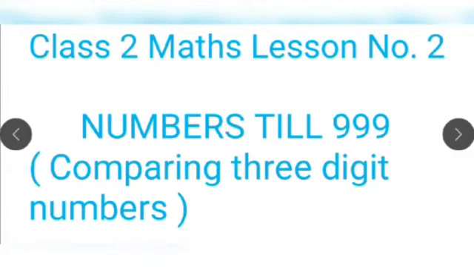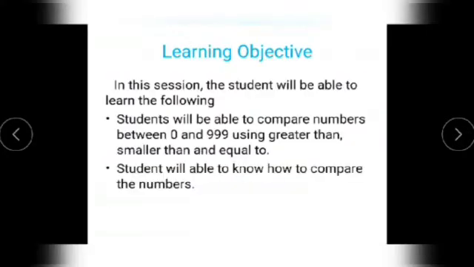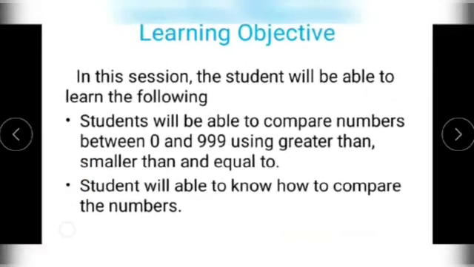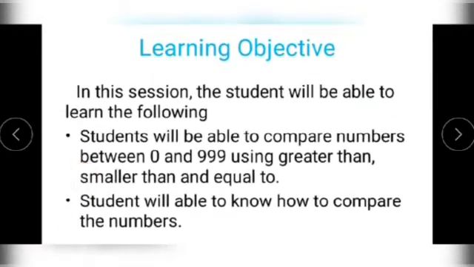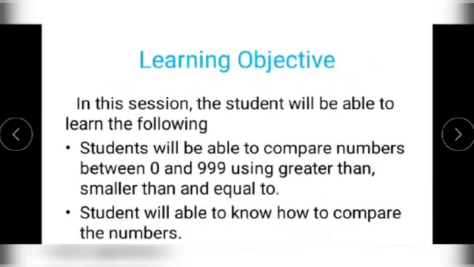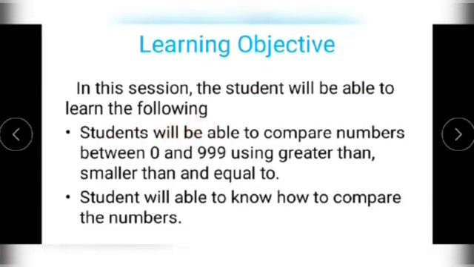Children, we have learned before; the subtopic is comparing 3-digit numbers. Before this we learned the numbers till 99, the expanded form of numbers, the standard form of numbers, and the place value of numbers. In comparing 3-digit numbers, first of all we will see the learning objectives of the subtopic. In this session, the student will be able to learn the following.